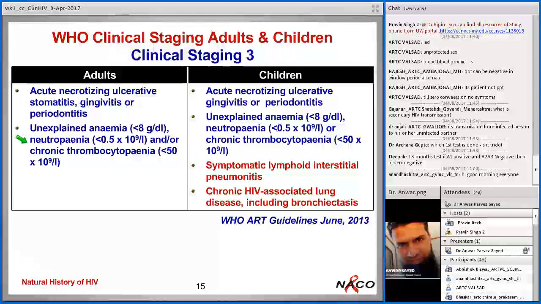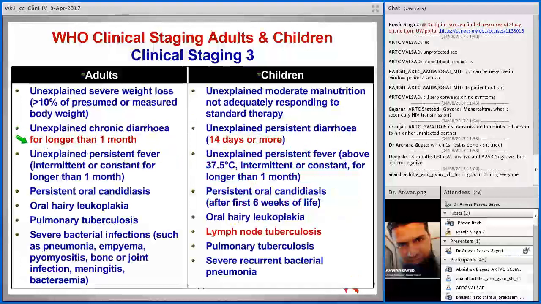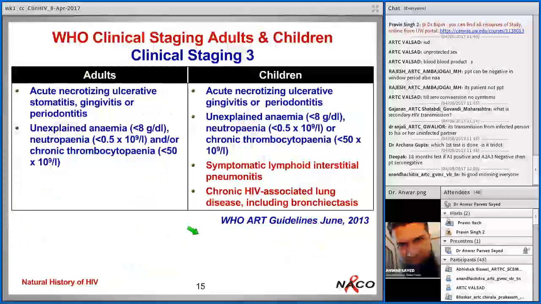Then oral hairy leukoplakia. Now candidiasis, you can read more about it. It has again 4 different types. I will not go into details of that here. Oral hairy leukoplakia, people will have vertical corrugated markings on the lateral aspects of the tongue because of Epstein-Barr virus. So that is called oral hairy leukoplakia. And pulmonary tuberculosis, severe bacterial infections such as pneumonia, empyema, pyomyositis, bone or other joint infection, meningitis, etc. All that fall under stage 3.